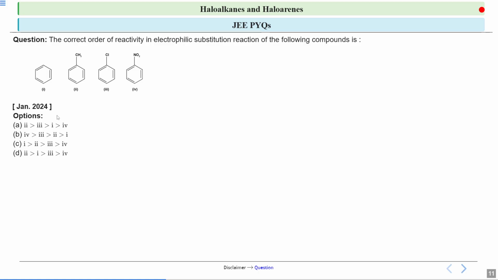So the options are: the order of reactivity towards electrophilic substitution is highest for the second molecule, then the third, then the first, and least for the fourth. Or it is highest for the fourth, then third, then second, then first. Or it is highest for the first, then second, then third, then fourth. Or it is highest for the second, then first, then third, then fourth.